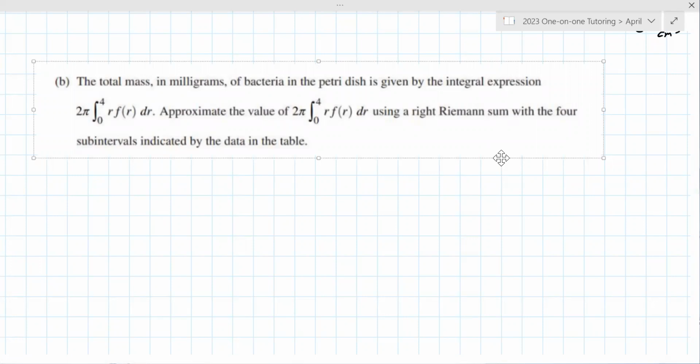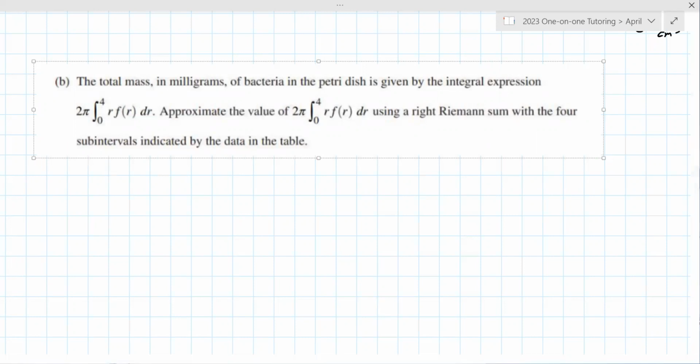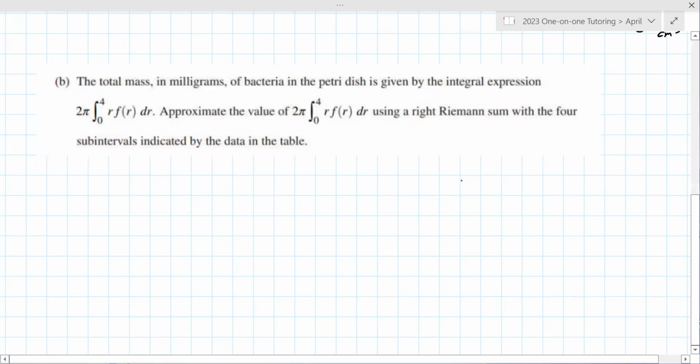Total mass in milligrams of bacteria in the petri dish is given by the integral expression 2 pi integral 0 to 4 r f of r dr. Approximate the value using a right Riemann sum with 4 subintervals as indicated by the data table. So they're telling you to use n equals 4.